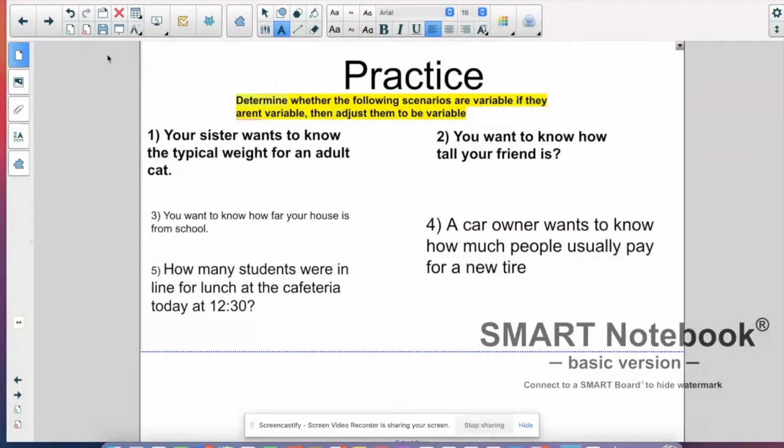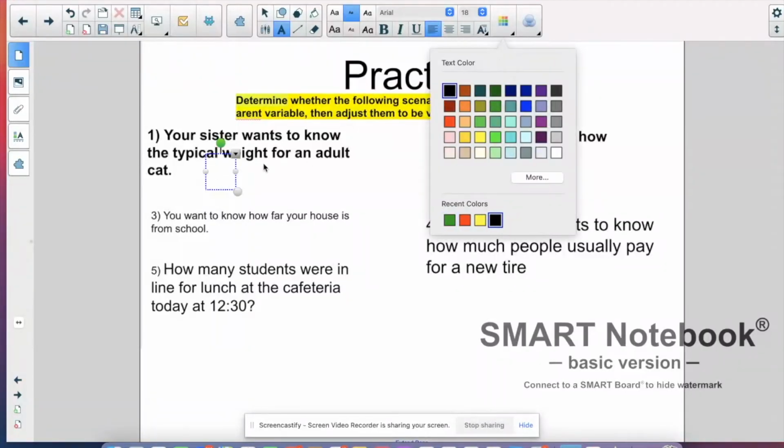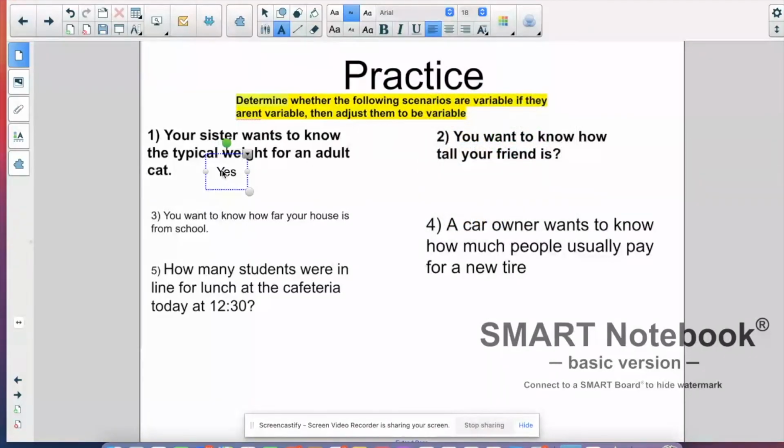Number 1, your sister wants to know the typical weight for an adult cat. Now, if we think about this, there are many different weights for adult cats, and there are many different kinds of cats. So this would definitely be a statistical question. And it is variable.